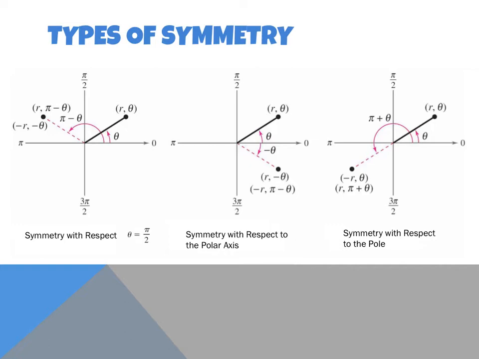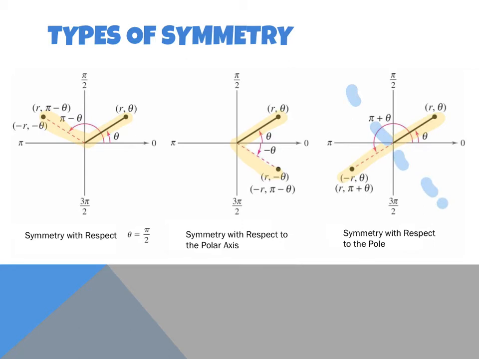So if it's symmetric with respect to pi over 2, then this would flip over to come over the y-axis. If it's to the polar axis, then the top would flip over to become on the bottom. And if it's with respect to the pole, then it's the origin. So if it's over here, it would flip to become over here. Again, down and over, or along your y equals negative x or positive x line. If you folded it over, it would overlap.